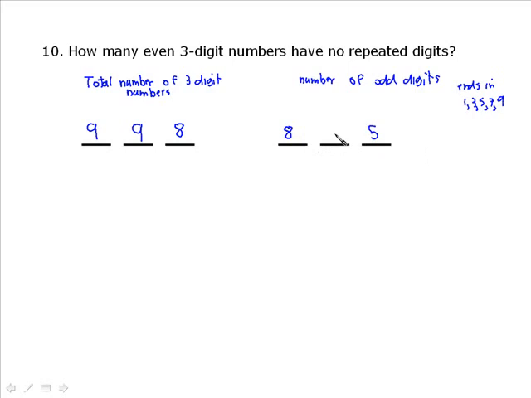And then for the second position, we can't have 0, nor can we have the numbers that we have previously used. So that would give us 8 choices there.